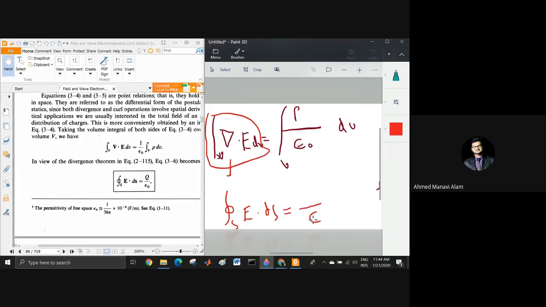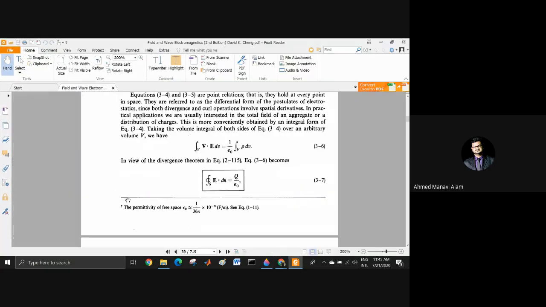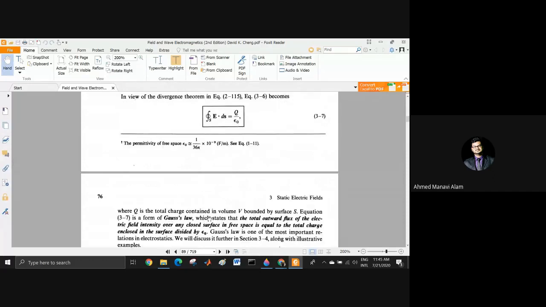And here এখানে একটা মজার জিনিস হয়, দেখেন, you are integrating this part. This is the charge density you are integrating over volume. Now charge density means the charge in unit volume. As you are integrating over the volume, you will get the total charge enclosed in that surface, which is Q. ঠিক আছে, এখানে এই কথাটাই করছে. In view of the divergence theorem, 3.6 becomes something like this. Rho dV has become Q, where Q is the total charge contained in volume V bounded by surface S.